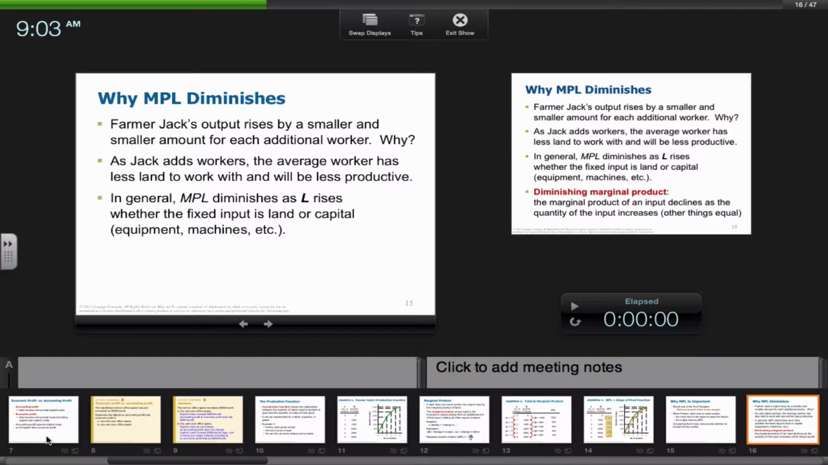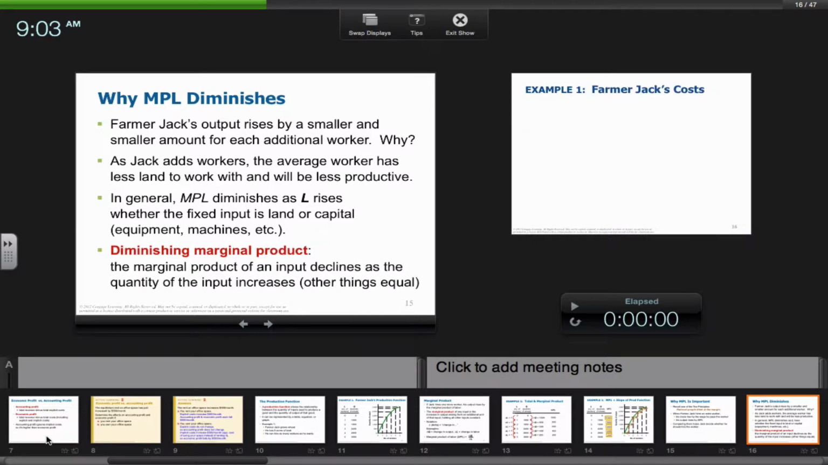And remember, this isn't financial capital we're talking about: factories, equipment, number of computers, number of cash registers, number of lawnmowers, whatever it is that you are using. Something is going to be in a fixed number. So as you increase your number of employees, your productivity per employee decreases. So it leaves us with diminishing marginal product. The marginal product produced by each input declines as the quantity of that input increases, ceteris paribus.